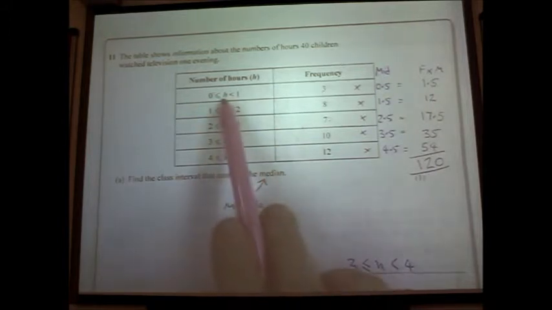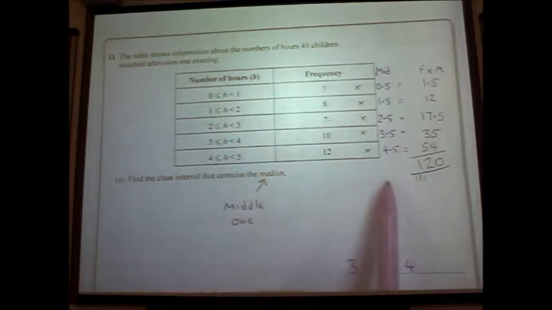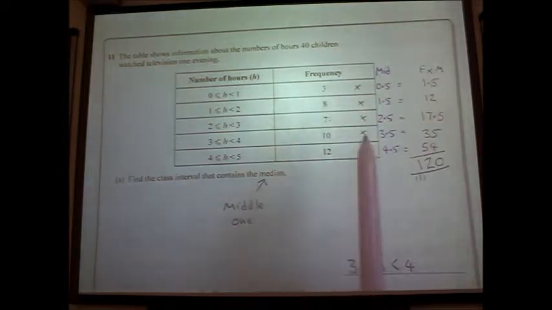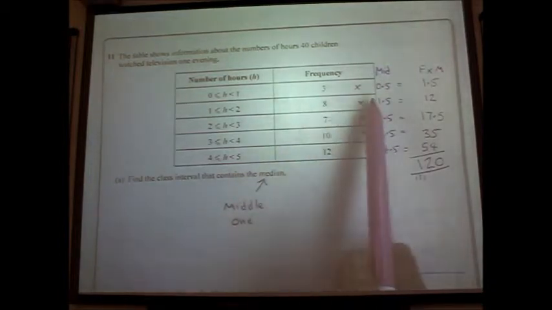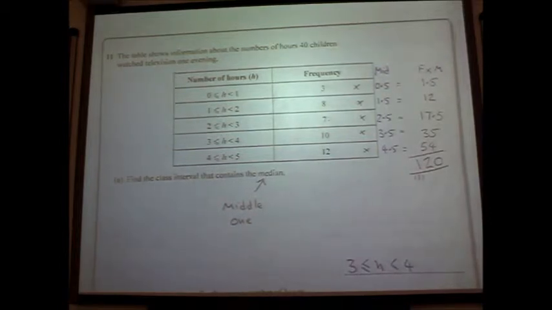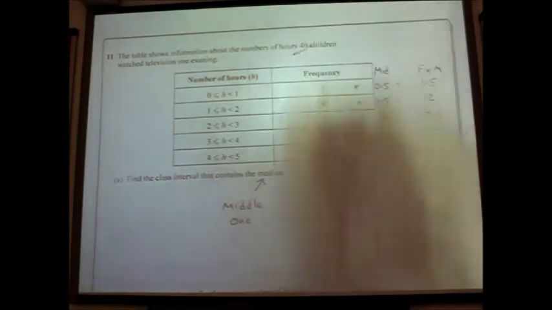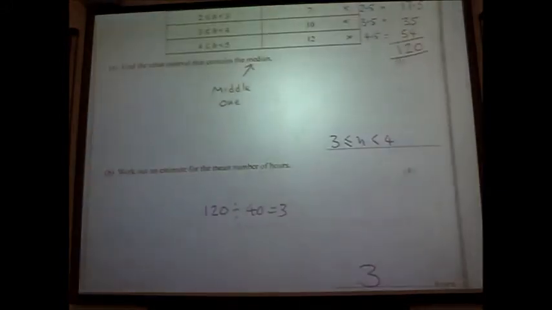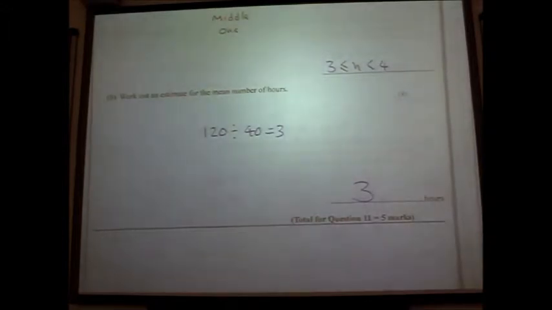So you've got to find the midpoints, which is what I've done here. Then you've got to multiply it by the frequency. So frequency times midpoint is here. Then you add them all up, you get 120. You've got to do 120 divided by 40 because there's 40 children involved in it. And the answer you should get is 3. That's a 4-mark question. It's well worth you being able to do those. Go back to the top and have another look if you'd like to check again.